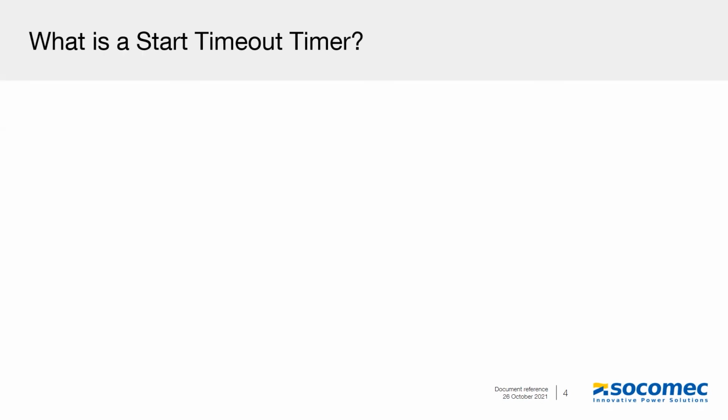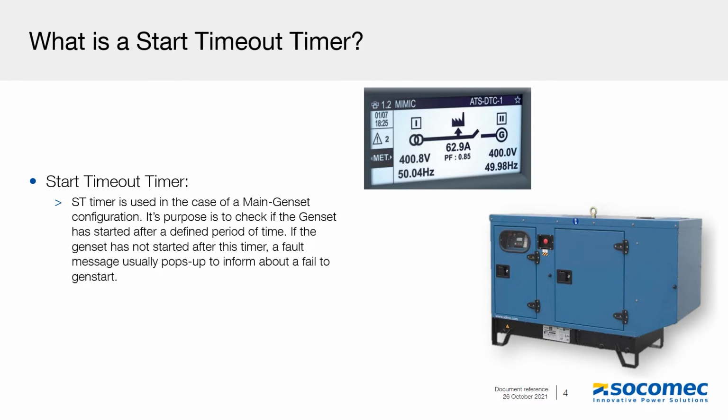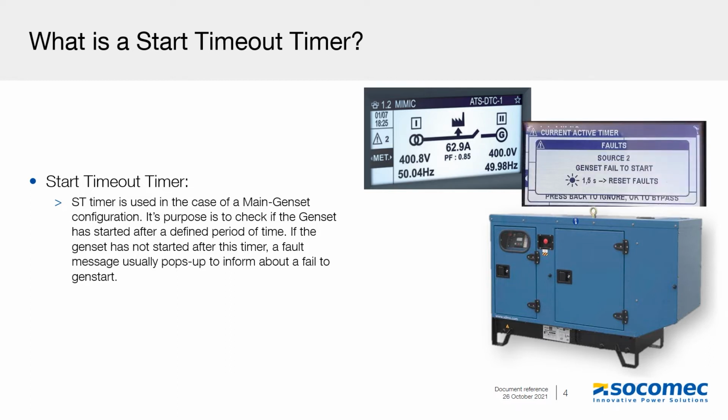What is a start timeout and genset cooldown timer? The start timeout timer is used in the case of a main genset configuration. Its purpose is to check if the genset has started after a defined period of time. If the genset has not started after this timer, a fault message usually pops up to inform about a failed gen start.